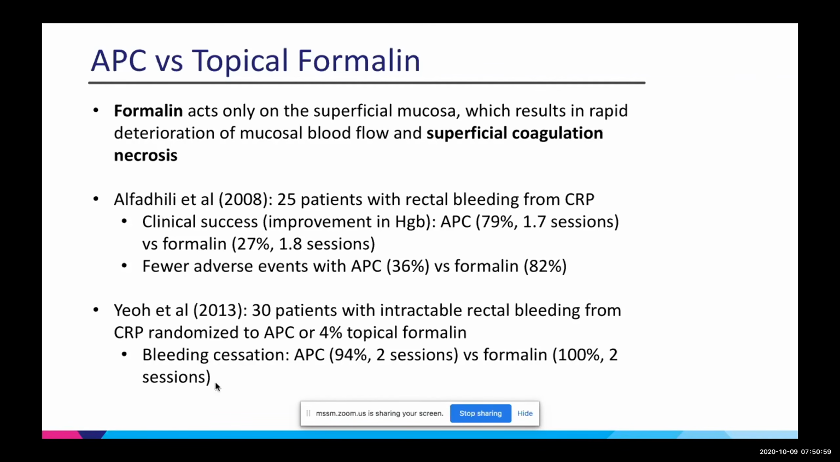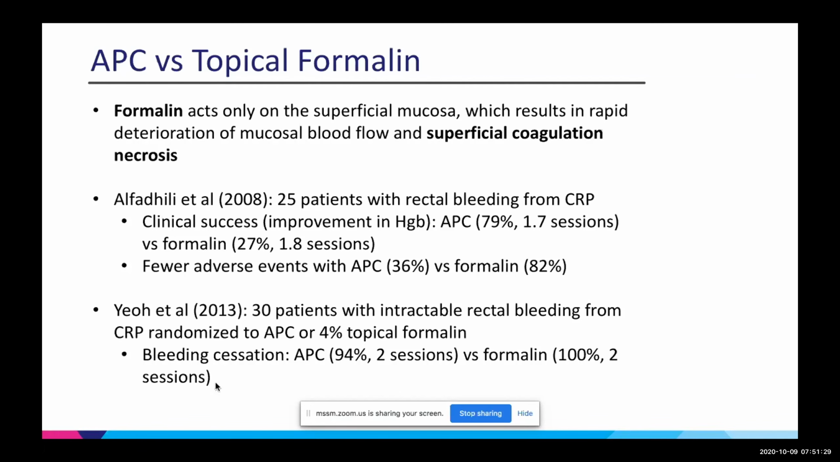The second study involved 30 patients with intractable rectal bleeding, meaning they had at least 1 episode per week or required blood transfusions or both. Bleeding cessation was seen in 94% of patients treated with APC versus 100% of patients treated with topical formalin. There were no significant differences in the efficacy and durability of bleeding cessation between the two groups, and both treatments were well tolerated without any adverse events.